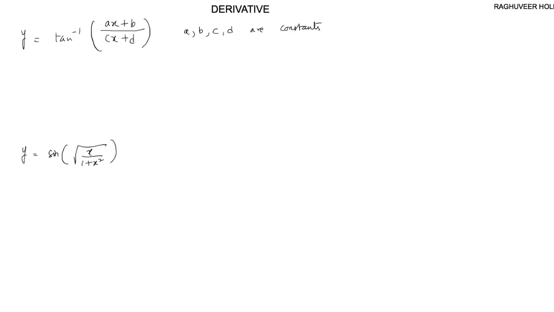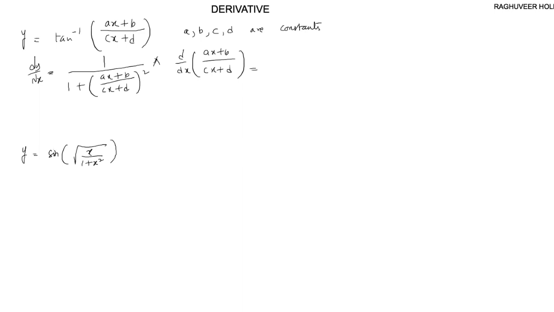Okay, let us try to find the derivative of y is equal to tan inverse of (ax + b) by (cx + d), where a, b, c, d are constants. So dy by dx would be 1 by 1 plus ((ax + b) by (cx + d)) whole square, and d by dx of (ax + b) by (cx + d).